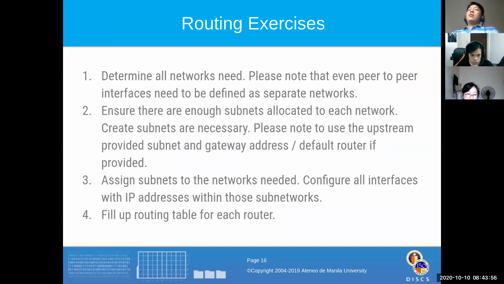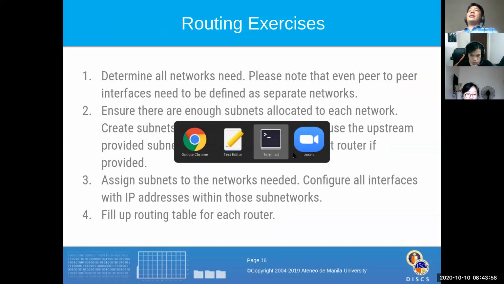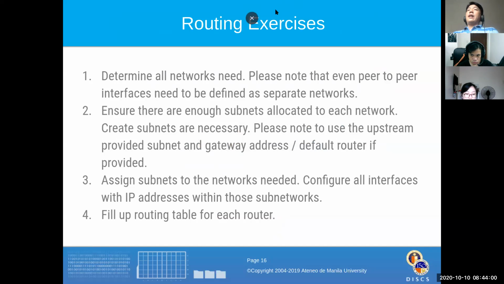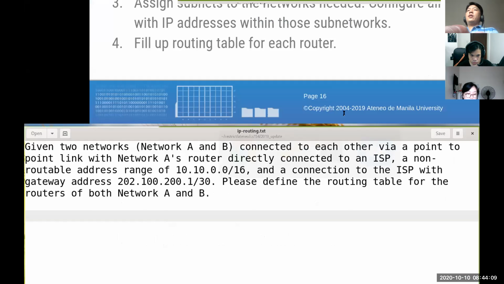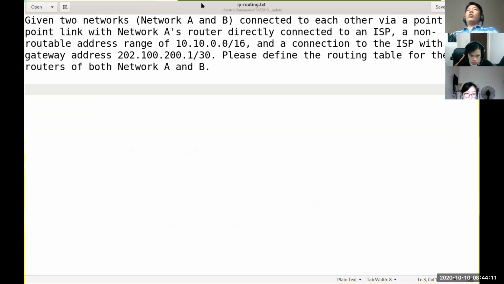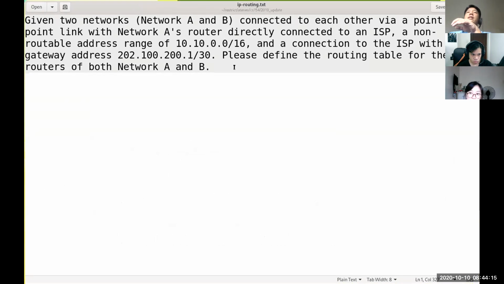Okay, so let's cover one example on this exercise. So let's do this. Do you see a notepad? Yes, okay. So let's look at this example here.